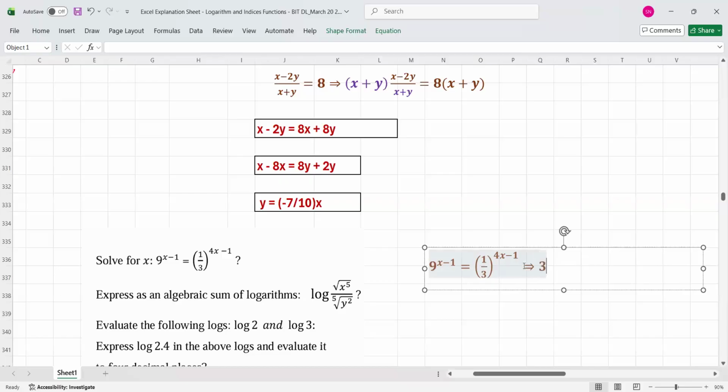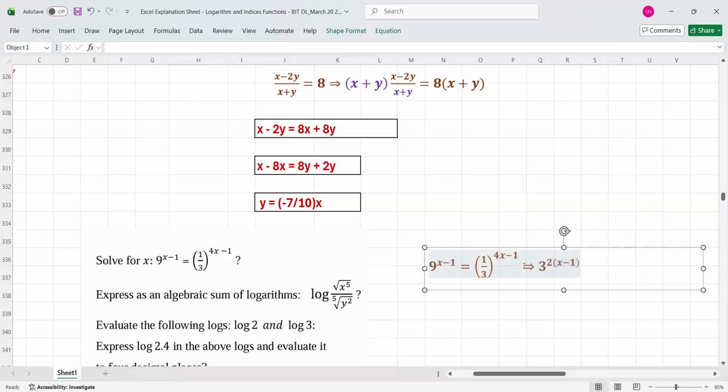3 raised to the power what? Is it minus 1? No. What is 9? 9 is 3 squared. So 3 raised to the power minus 2, and then all raised to the power x minus 1.